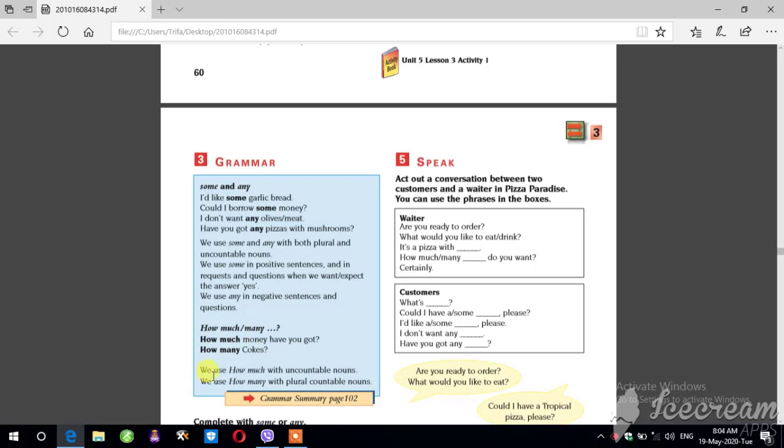Look at here. We use how much with uncountable nouns. We use how many with plural countable nouns. We use what? How much with uncountable, how many with countable nouns.